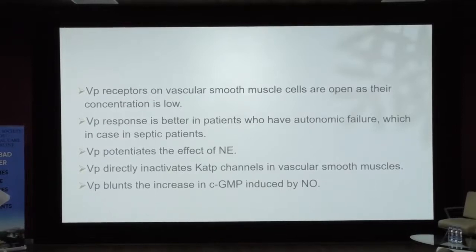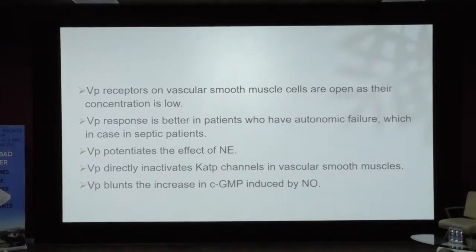This is a summary of vasopressin. The vasopressin receptors on vascular smooth muscle cells are upregulated as their concentration is low. As I said, vasopressin response is better in patients who have autonomic failure, as in the case of septic patients who are sedated and paralyzed. And vasopressin potentiates the effect of norepinephrine. As the patient is already on norepinephrine, you can start vasopressin.